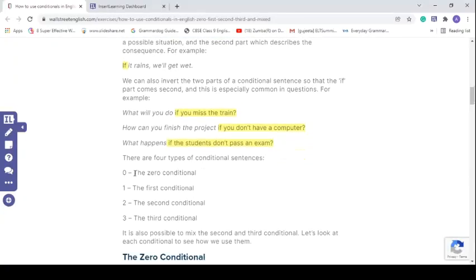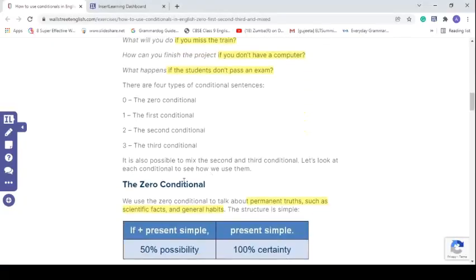Now, when we go ahead, we have four types of conditional sentences: zero conditional, first conditional, second conditional, and third conditional. I'll talk about the situations where you can use these conditional sentences, with an example for each. First is zero conditional. When you talk about scientific facts and general habits, you use the zero conditional, and both portions of the sentence will be in the simple present tense.